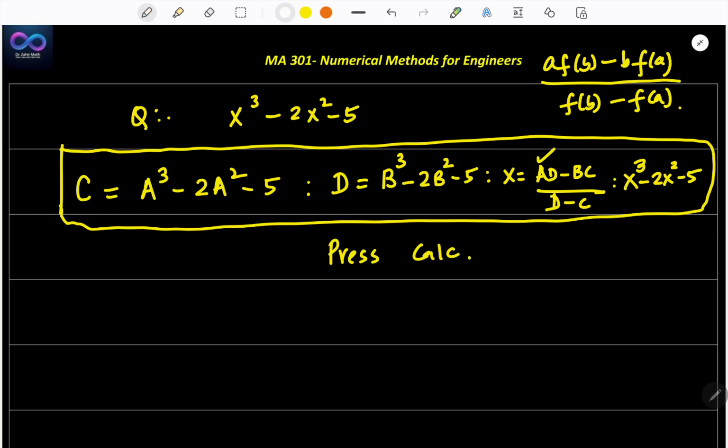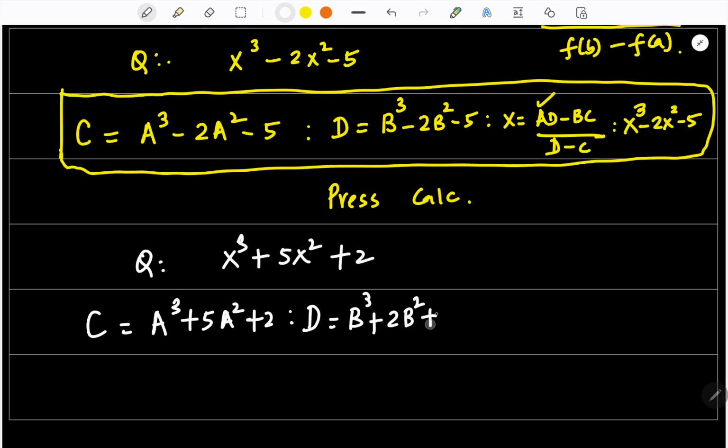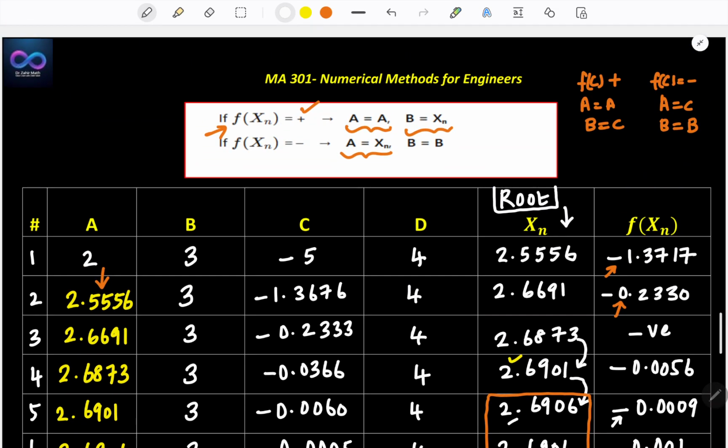That is very simple. Suppose your question is x cube plus 5x square plus 2. What will you type in the calculator? C equals A cube plus 5A square plus 2, colon, D equals B cube plus 5B square plus 2, and then colon, X equals (AD minus BC) divided by (D minus C), then colon, x cube plus 5x square plus 2, then press CALC. Then you need to create the table. Understand everybody? Clear, all of you?